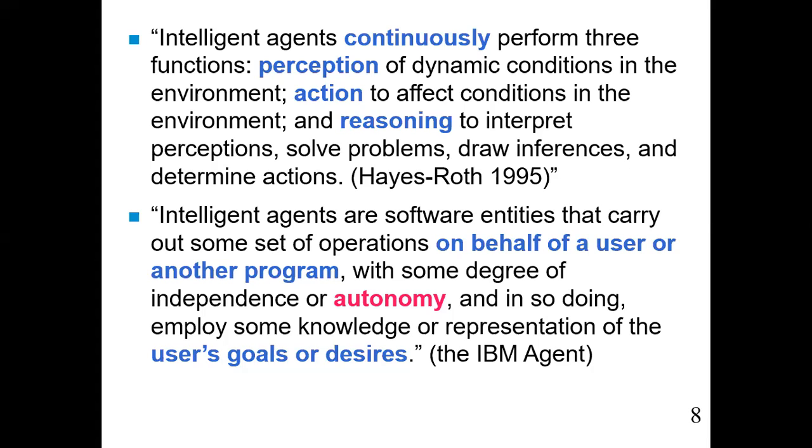And with some degree of independence or autonomy, and in doing so employ some knowledge or representation of the user's goal or desire. It means that in doing that, the agents employ some knowledge and also representation on behalf of the user's goals or desire. Say we want to buy a house, so we tell the agent that I want a house like this, like this, like this. It means that we tell our desire, our objective to the agent, so the agent will find or try to fulfill that objective. So this definition we can easily understand from the IBM agents group.